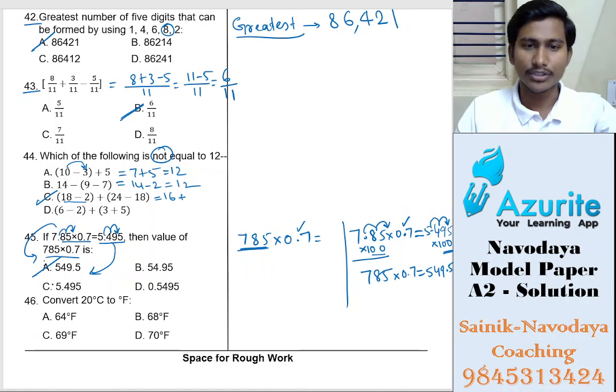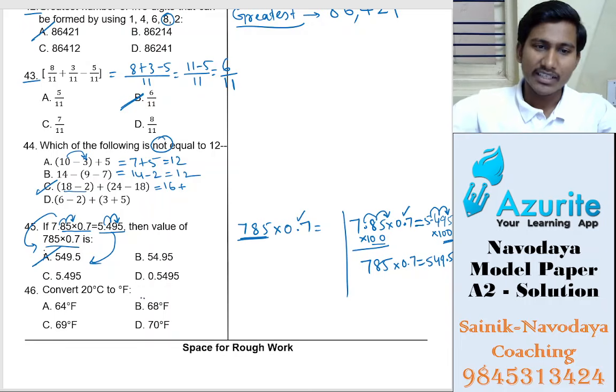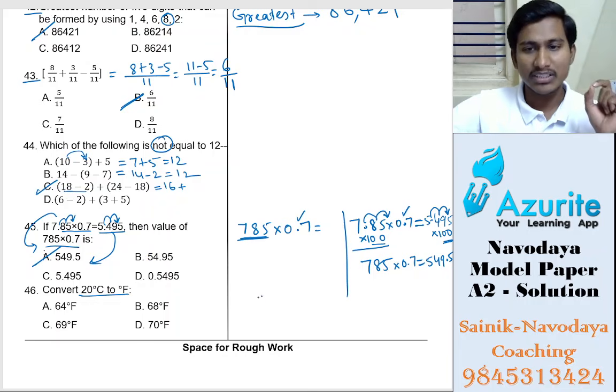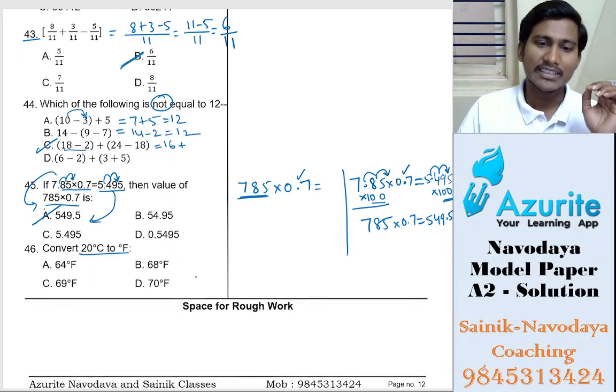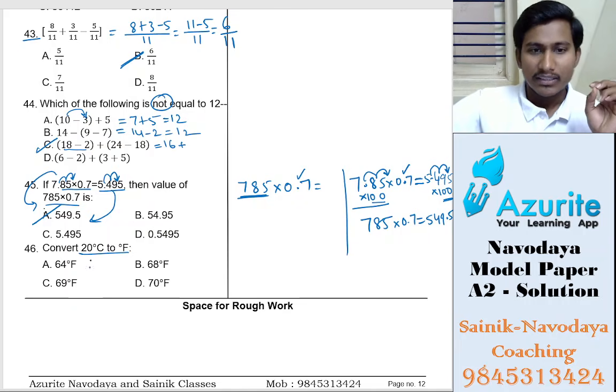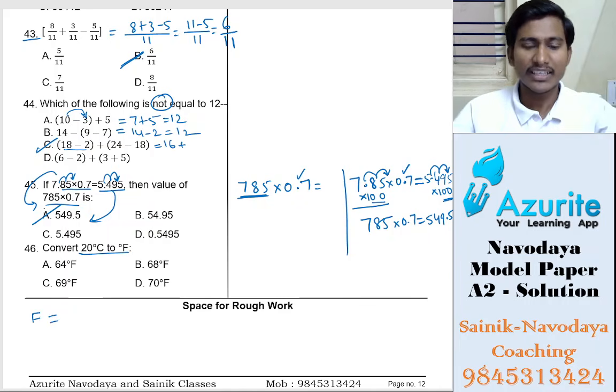Okay, good. Now 46. Convert 20 degrees Celsius to Fahrenheit. So remember this, that is how do we convert degrees centigrade to Fahrenheit? The formula is, centigrade is given, we have to find Fahrenheit. So how do we find Fahrenheit?